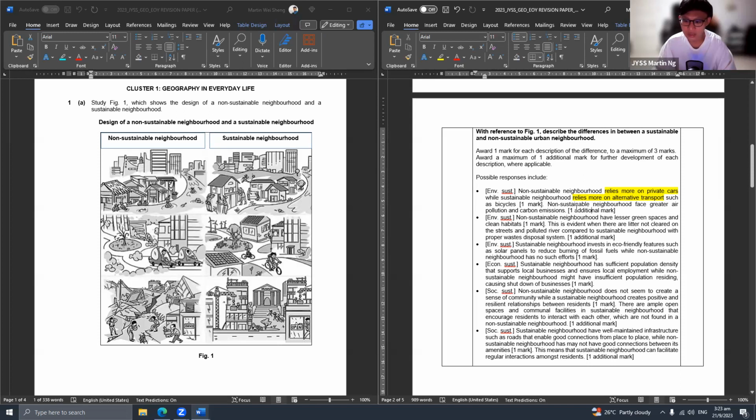Then you see there's this additional 1 mark over here. Basically, in this case, award 1 additional mark for further development of each description. What does this mean? This means that if I have a point such as this, and then I elaborate on this point, I can get 1 more additional mark to a total of 2 marks. Now, what other points can we extract from this picture?